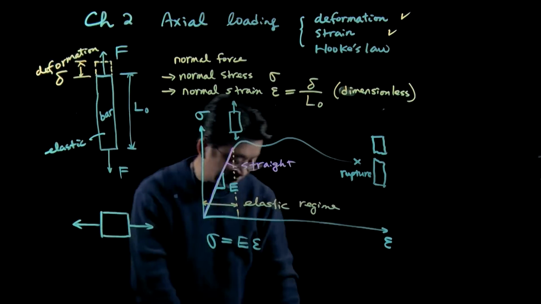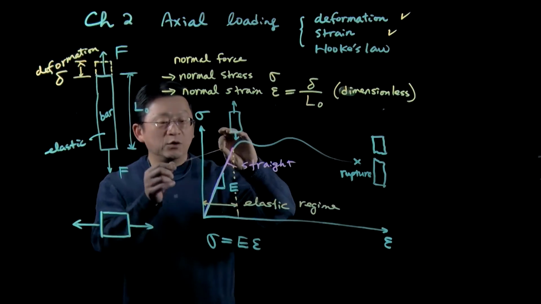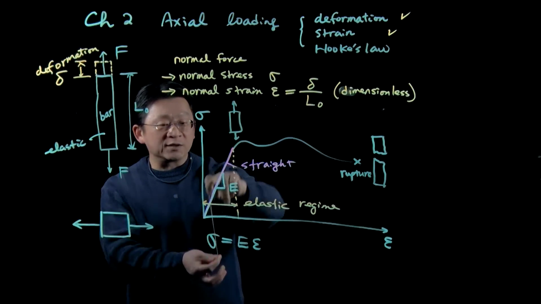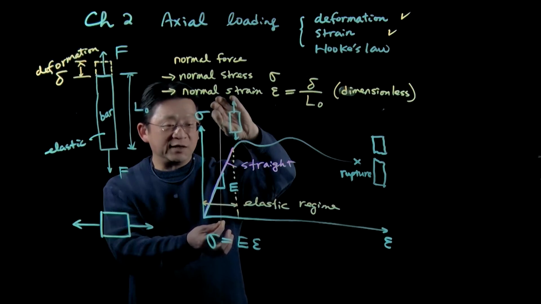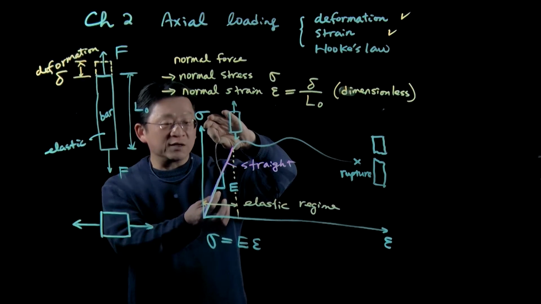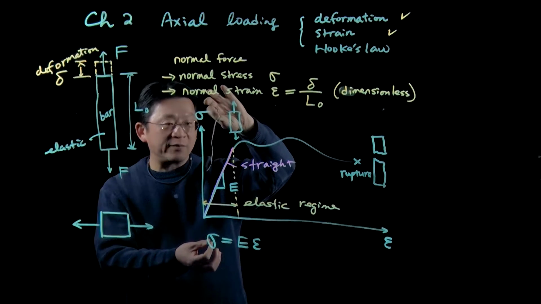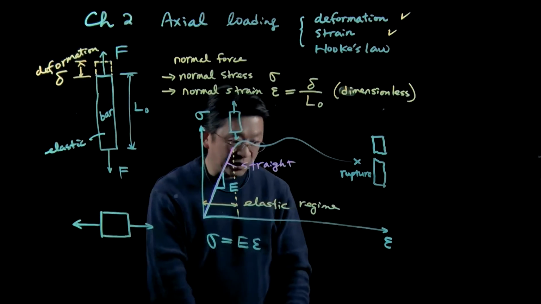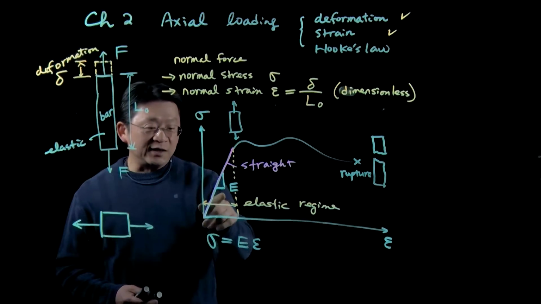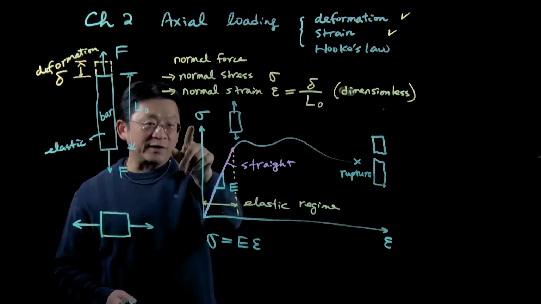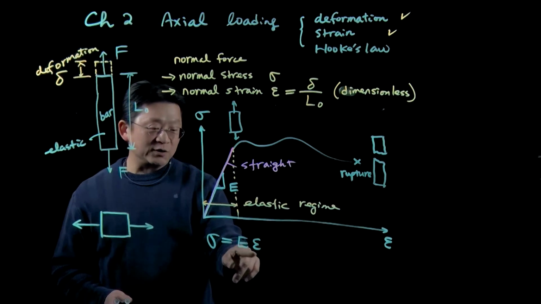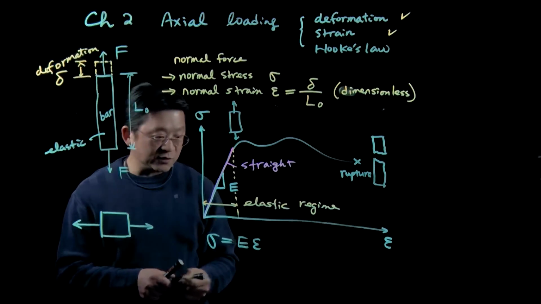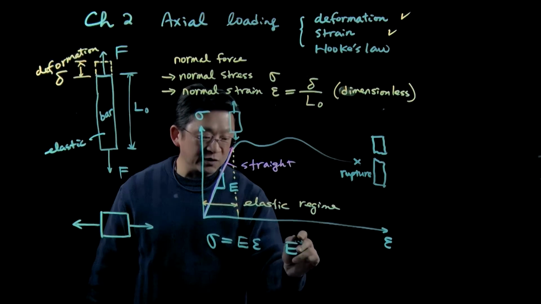The elastic regime is something like this. If we apply loading in this range and then release the loading, the material will recover back to its original shape. That's what we call the elastic range. In this range, we characterize the stress to strain by this relation, and E represents the slope of this curve. In particular, we give E a name: it's called the Young's modulus.